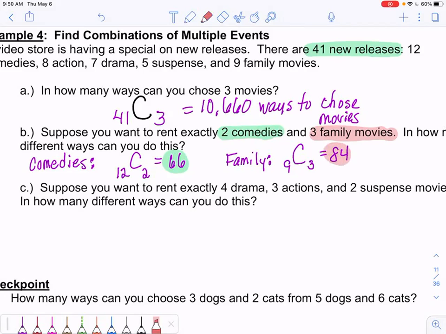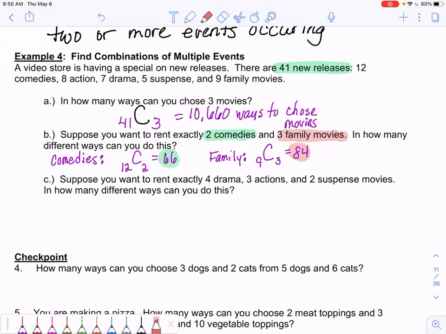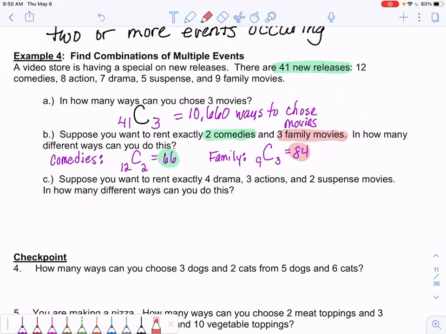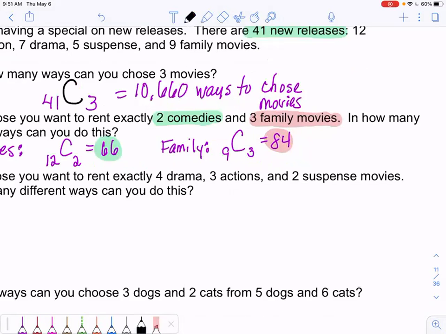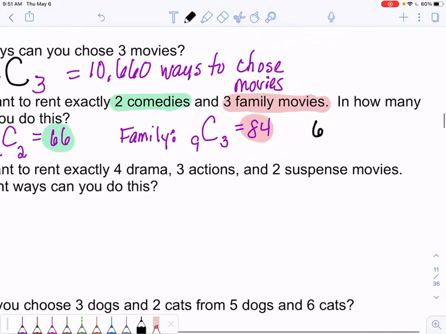All right. So the last part of this, how many different ways can you do this? So I have 66 ways for comedy, 84 ways for family, but we want to figure out the ways that we could get both. The counting principle says if you take your number of choices and multiply those options together, here's my comedy and here's my family, then I can find the total number of ways.